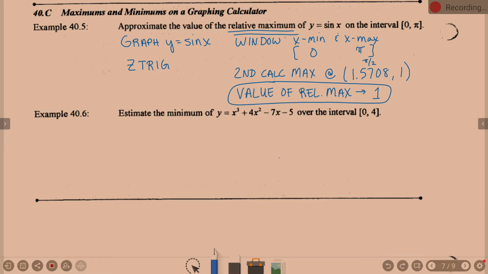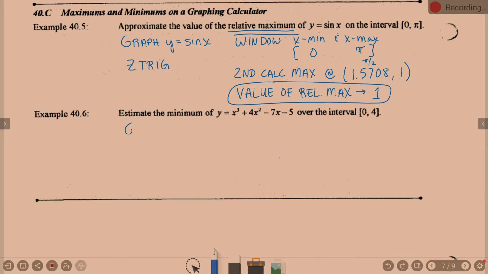Okay, so as I said, I know I wrote lots of extra stuff there, but just some things to help. Estimate the minimum of y equals x cubed plus 4x squared minus 7x minus 5 over the interval 0 to 4. I'm going to graph it, right? After I graph it, what would be helpful? I would change my window to 0 to 4. I would also get out of Z-trig. So go back and do like the standard zoom, and go from there.